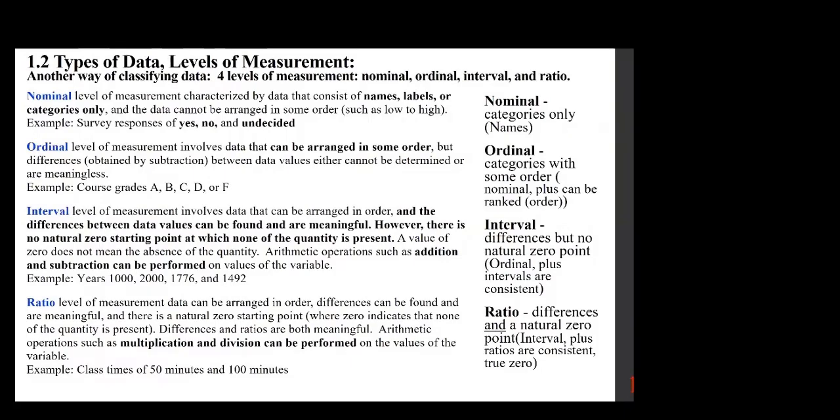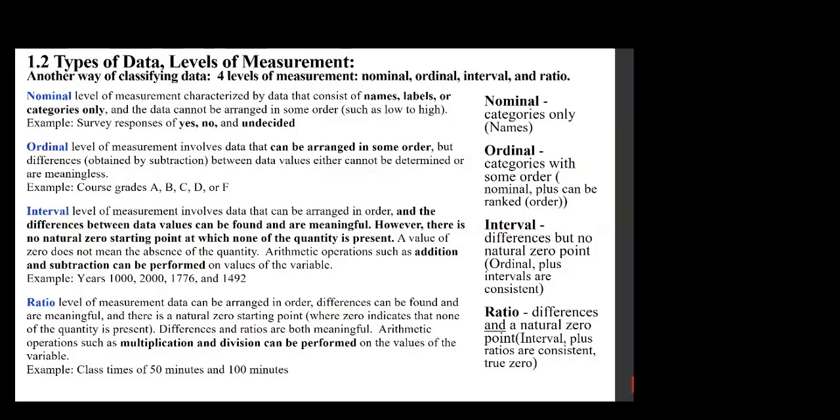Interval level of measurement involves data that can be arranged in order, and the differences between data values can be found and are meaningful. However, there is no natural zero starting point at which none of the quantity is present. A value of 0 does not mean the absence of the quantity. Arithmetic operations such as addition and subtraction can be performed on values of the variable. Example, years 1000, 2000, 1776, and 1492.